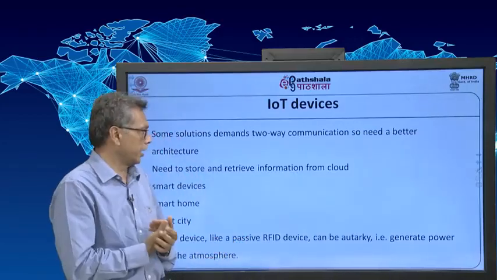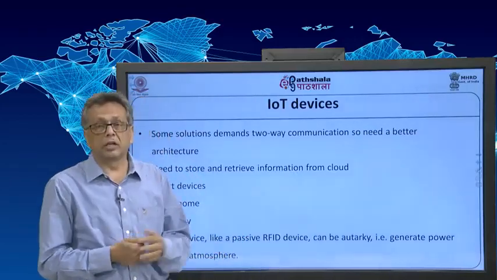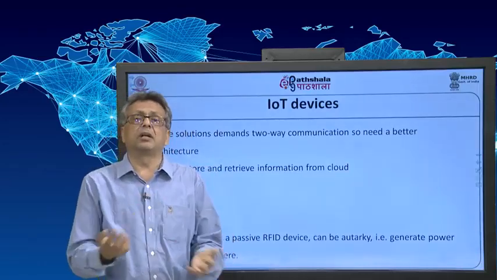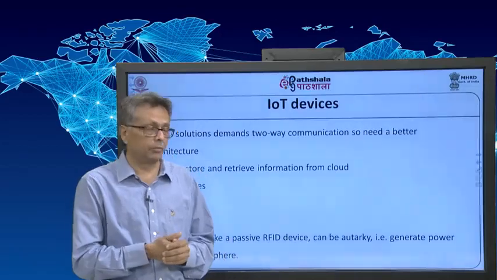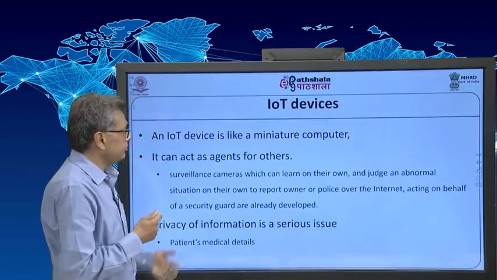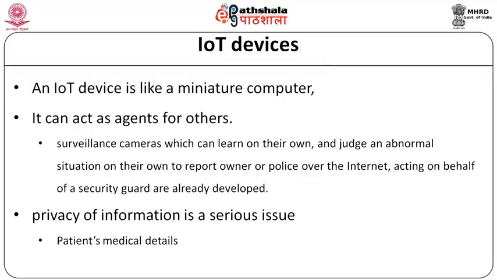So, it is called autarky. Okay. Autarky, sorry. Autarky is being able to take the power from the environment. So, that is possible. Okay. An IoT device is basically a miniature computer. It is a little better than a sensor node. It will have almost everything. Okay. It can act as an agent for others, and here are some examples.